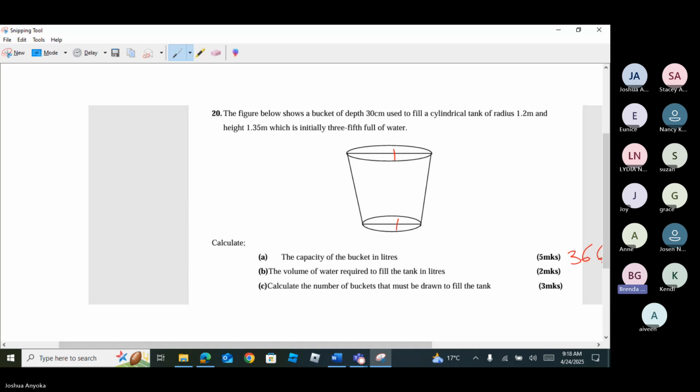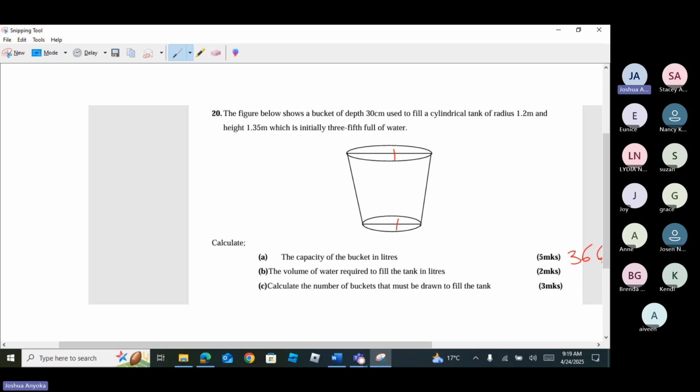Yes. Kutafuta volume kwanza. Nilifanya volume is equals to pi r squared height. Sasa nikachukua radius kama 1.2 meters. The question has some mishaps, hatuna pi.